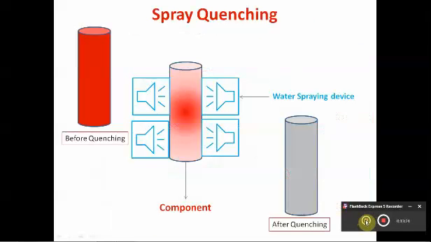Then spray quenching: the first figure indicates a casting with a complete austenitic structure, that is, before quenching. Then the component is subjected to water spraying, which will harden the outer surface. After quenching, the outer surface will become very hard, and depending upon the hardenability of the steel, we will get varying hardness inside the core also. That again depends upon the hardenability of that steel. Hardenability is the ability of steel to get hardened up to a certain depth.